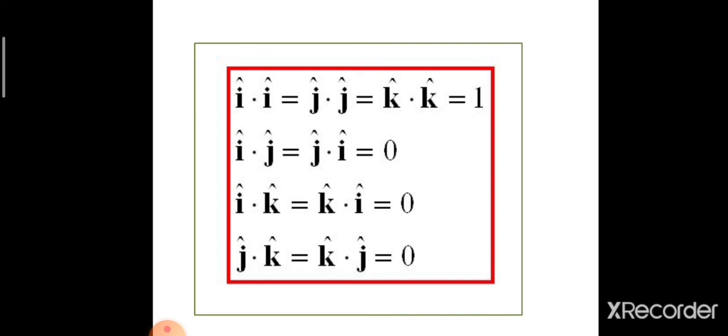Similarly, I dot J is equivalent to J dot I is equivalent to I dot K is equivalent to K dot I is equivalent to J dot K is equivalent to K dot J, which is equal to 0. It is because the angle between any two vectors I and J, or I and K, or J and K, or J and I, or K and I, or K and J will be 90 degrees and cos 90 is equivalent to 0.